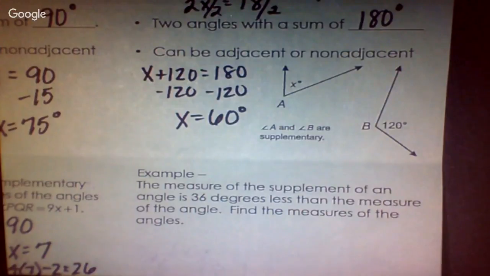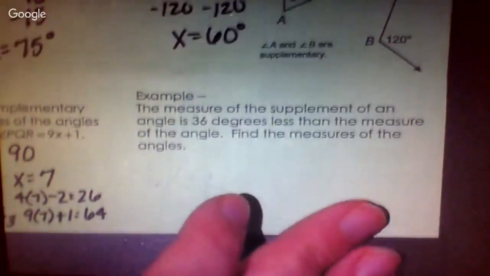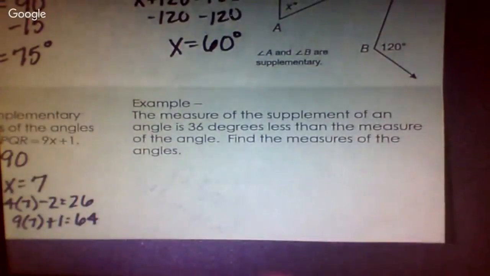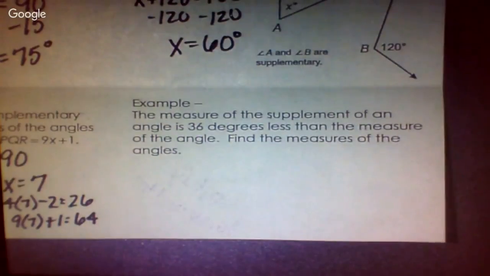Not all of them are going to be that simple. Okay, so you may have to look at it a little bit, like the one at the bottom. The measure of the supplement of an angle is 36 degrees less than the measure of the angle. Find the measure of the angle. So first off, internalize what it's asking. The measure of the supplement of an angle is 36 degrees less than the measure of the angle.